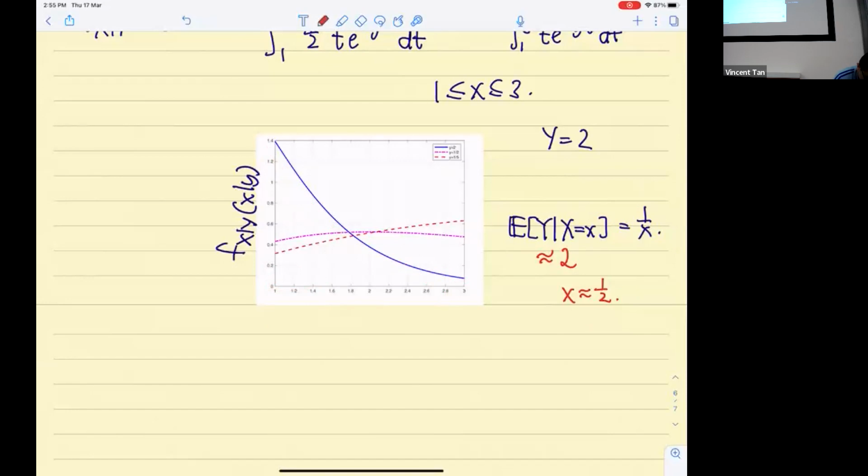Now, if we change our observation, say we went to the bus stop and we observe that y is equal to, say, 1/5.